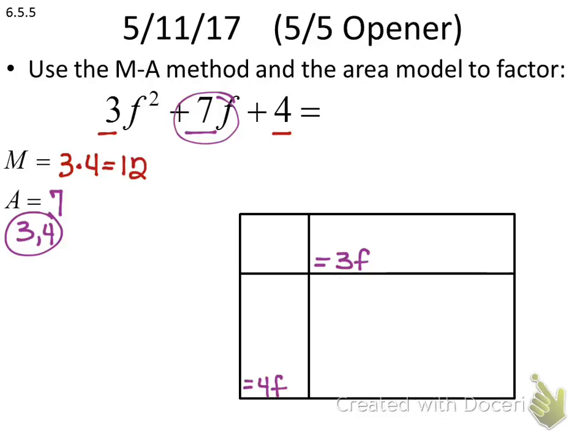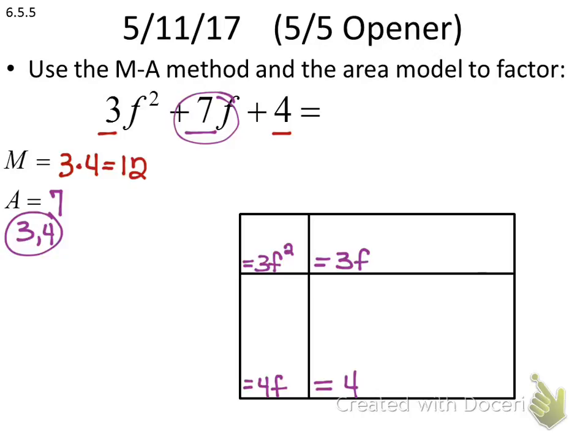So what's going to be the area of the first section? 3F squared. Good. Then the area of my last section. 4. Good. So now I know my total areas. So now I've done step 3. So step 4 tells me to find the greatest common factor of my top row. So what's my greatest common factor of my top row? So what's the greatest common factor of 3?